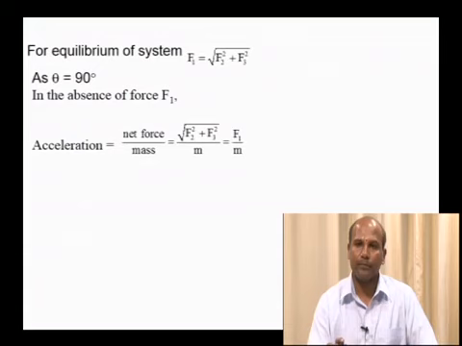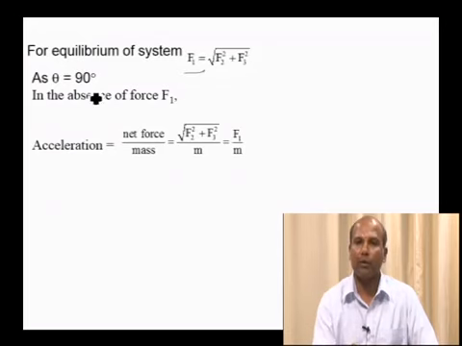Here, look, for equilibrium, this particular force is equal to the square root of the sum of squares of the other two forces. So, the angle between them is equal to 90 degrees. So, it is equal to 1 then.